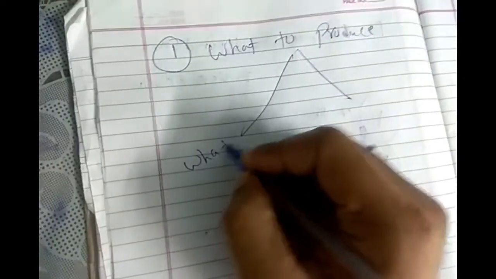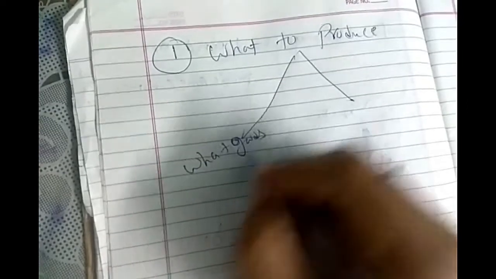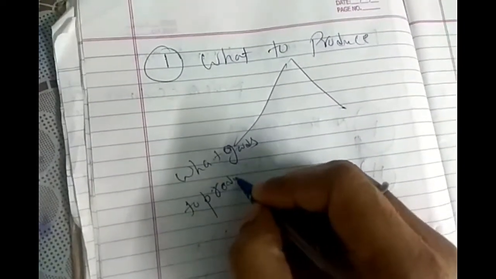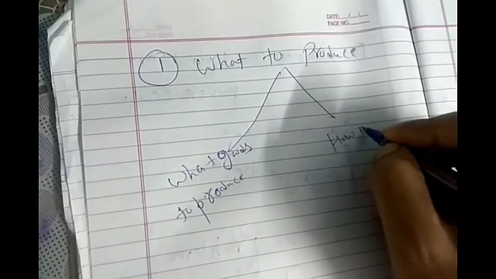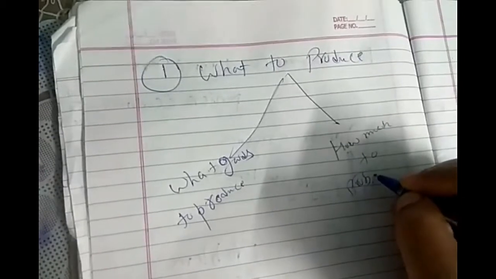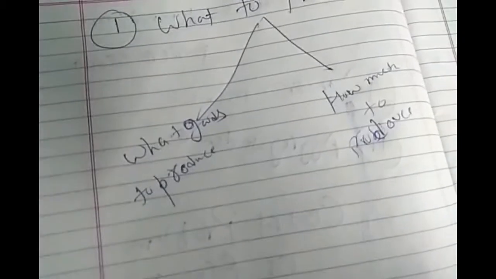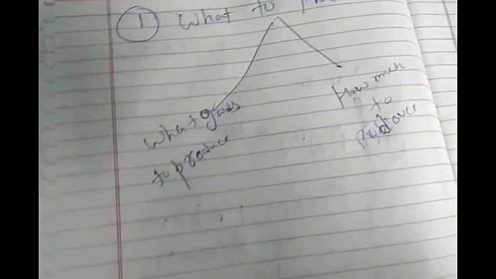First is what goods, which possible goods, should be produced, and second, in how much quantity. So the two problems arising are what to produce and how much to produce. In the first aspect, the economy has to decide which type of goods should be produced, capital goods or consumer goods, out of our limited resources. And the second aspect tells us in which quantity, after deciding the goods to be produced.